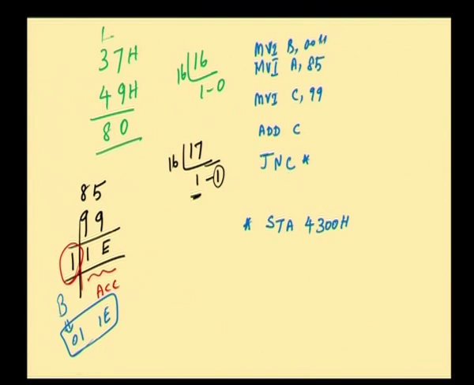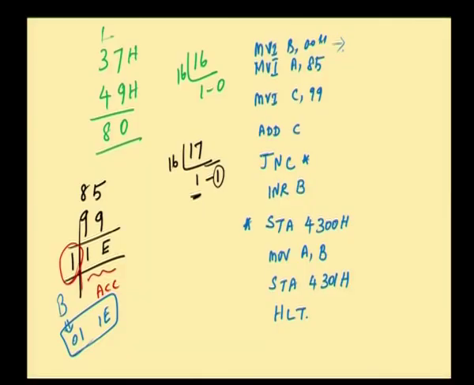If carry occurs, then I am asking to increase it, INR B. INR B means the B value will be increased by 1. Now I am moving this B value to the accumulator, then store at the next address, STA 4301H, then halt. Okay, so we will go through once again.